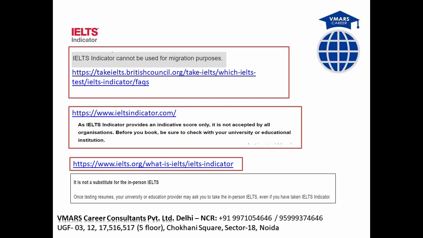And from IELTS.org, what I got is that it is not a substitute for in-person IELTS. Once testing resumes, your university or education provider may ask you to take the in-person IELTS even if you have taken IELTS Indicator. So you may be asked to appear for the in-person IELTS, which is the normal IELTS test, even if you have the scores of IELTS Indicator.